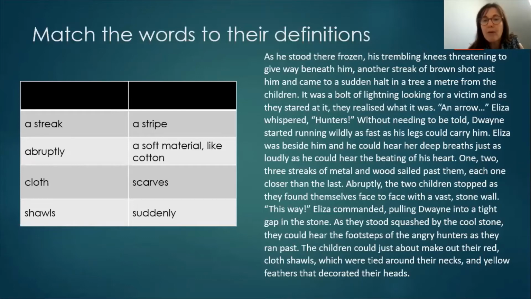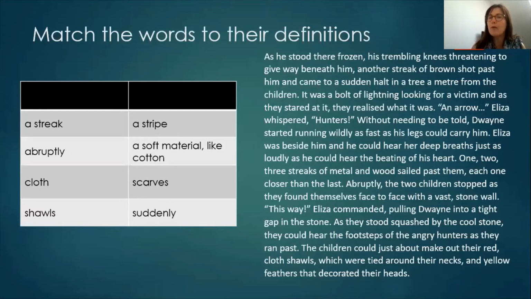And then we go on. Do we find out what they are? Are there any other clues by reading on that you can find? No. But they're hunters. So the clues are actually before. Can you see where it says an arrow? Eliza whispered, hunters.